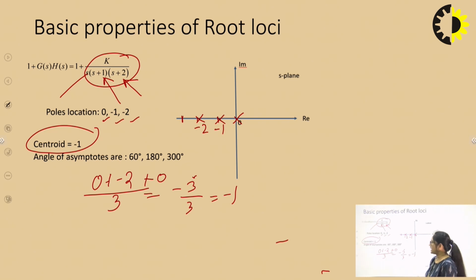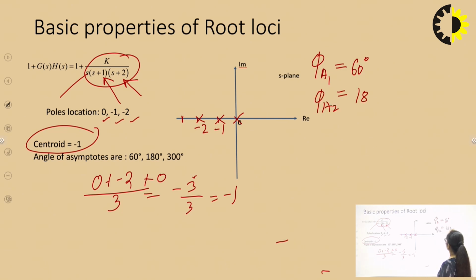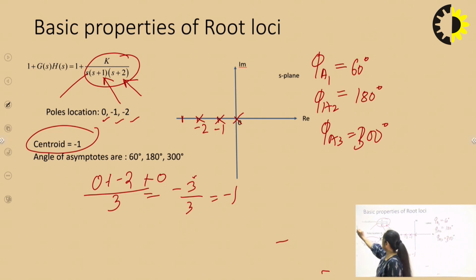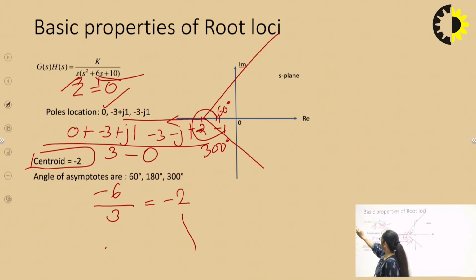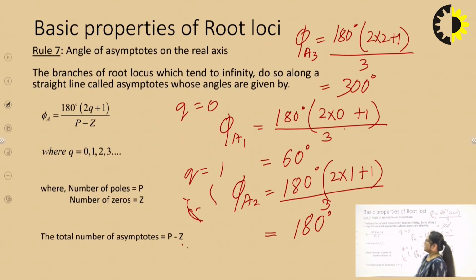Again, to find the angles of asymptotes, we have the similar formula. Now this comes out to be one as 60 degree, the second one as 180 degree, and the third one as 300 degrees. Right? This is based on the formula for the angles of asymptotes.